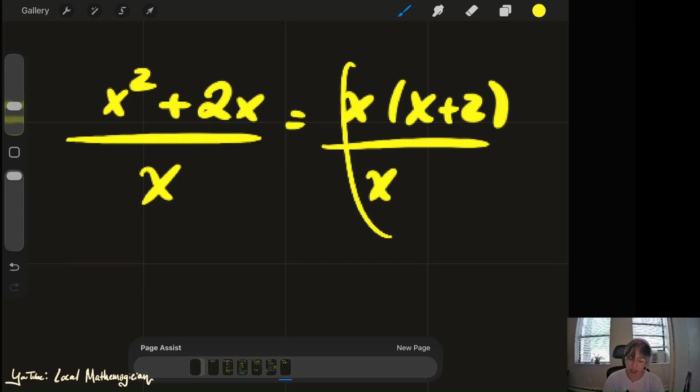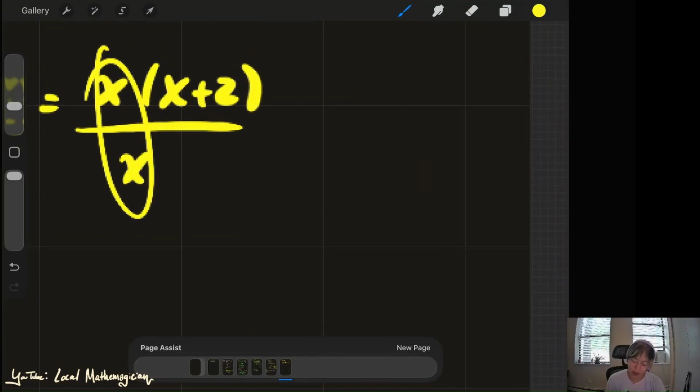x divided by x. This is a dangerous game to play. When you're working for solutions, be very, very careful. When you divide things out, you end up losing solutions, okay? Or you end up losing asymptotes. We'll get to that later, okay? For now, this is fine. Okay, x divided by x is equal to 1, and that leaves you with x plus 2.